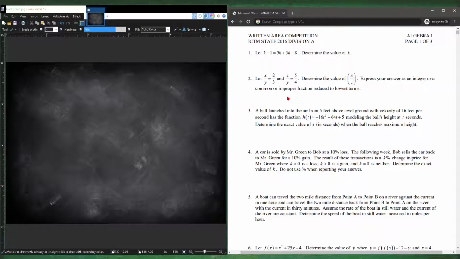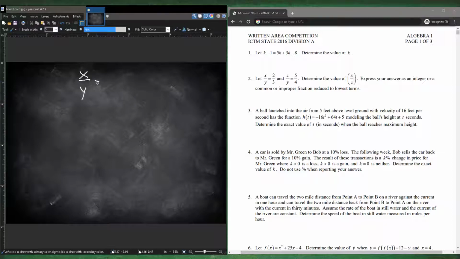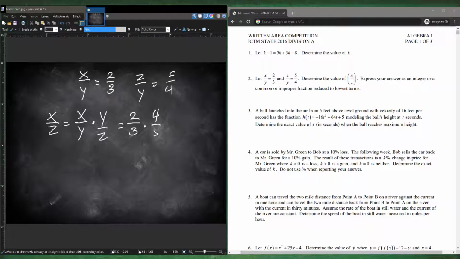Okay, number 2. Let x divided by y is equal to 2/3 and z divided by y is equal to 5/4. Determine the value of x divided by z. So x divided by z is just equal to x divided by y times y over z, right? So then the y's cancel out and this is x divided by z. So we know what x over y is. That is 2/3. And y divided by z, well, that's just the reciprocal of this term. So reciprocal of that is just 4 over 5. So then multiplying them together, that is 8 over 15. And that is your answer for number 2.